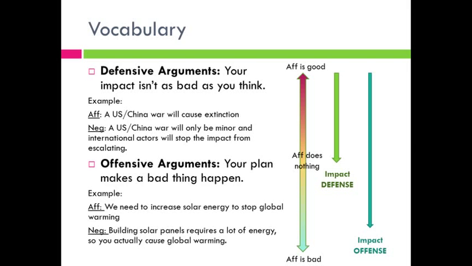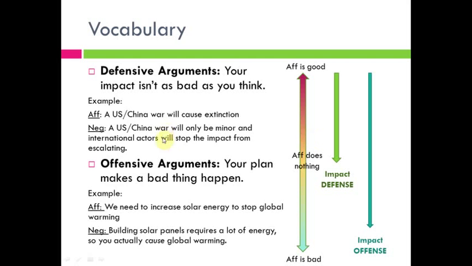Defensive versus offensive argument. Defensive arguments say that your impact isn't as bad as you think. If you look at this continuum, here's the AF does nothing, here's the AF is good, and here's the AF is bad. So we start here, AF is good, out of the 1AC, right? The 1AC proves that the AF is good. So when you read impact defense, you have to bring it down to AF does nothing, right? For example, if the AF says the U.S.-China war will cause extinction, and the neg says U.S.-China war will only be minor, and international actors will stop the impact from escalating, that moves from the AF being good for preventing this war to doing nothing, or like in this range of doing very little.